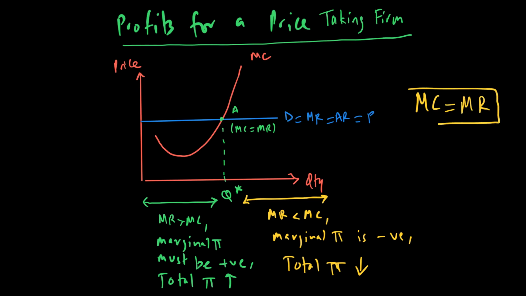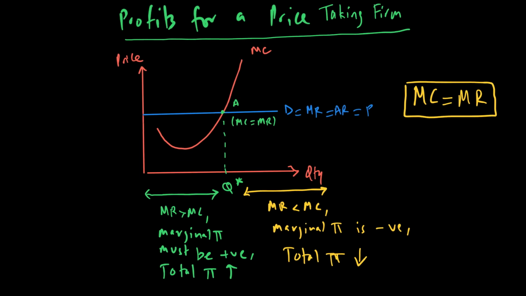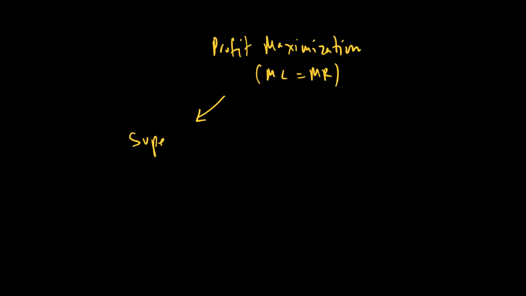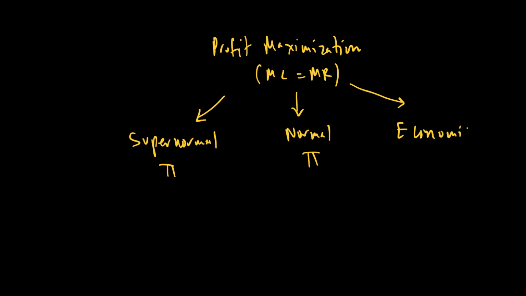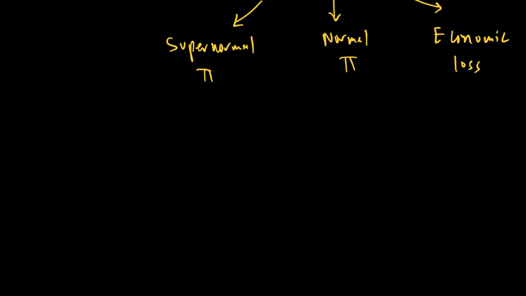Now, knowing this, I can now make the scenario for 3 cases. So for profit maximization, which is basically MC equals MR, we're looking at supernormal profit, we're looking at normal profit, and we are looking at economic loss, right?